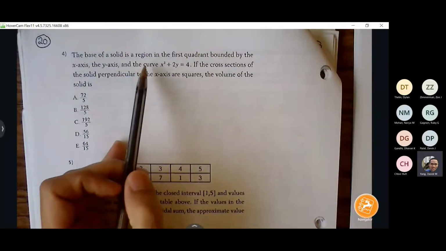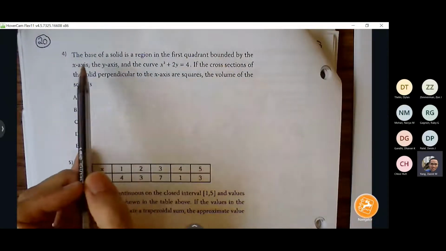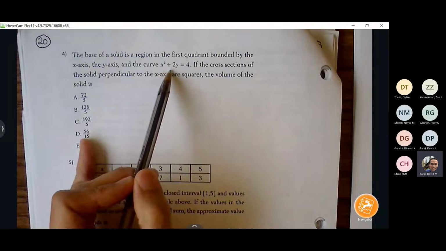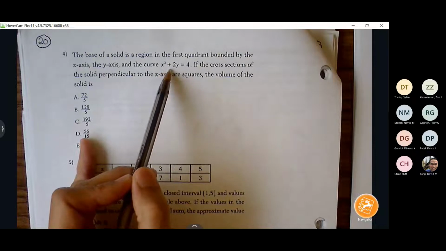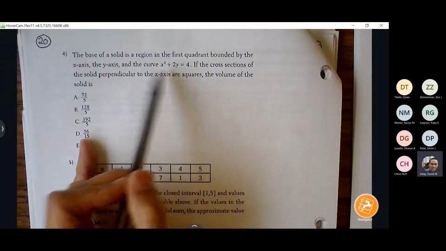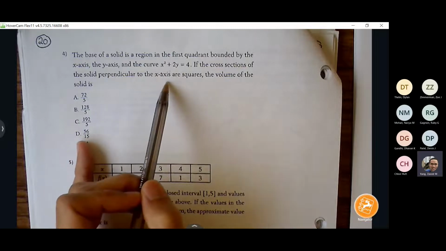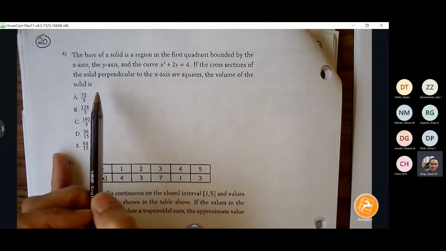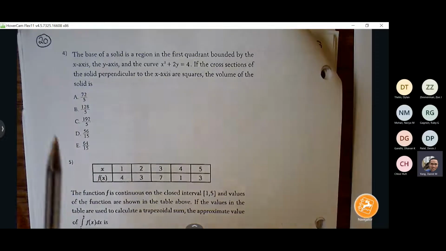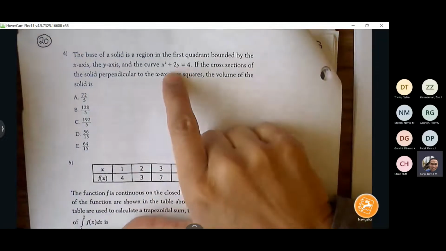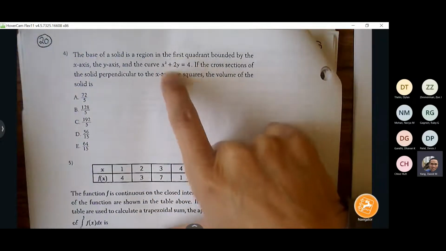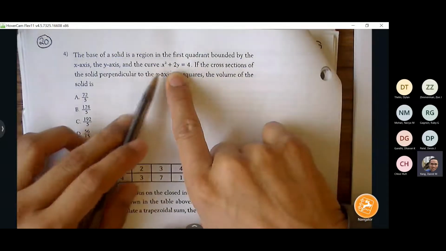Okay, base of a solid is a region in the first quadrant bounded by the x-axis, y-axis, and the curve x squared plus 2y equals 4. If the cross-sections of the solid perpendicular to the x-axis are squares, find the volume of the solid. Okay, so this is volume with cross-section here. Let's figure out what this graph looks like. Let's solve for y, just to give some idea here.